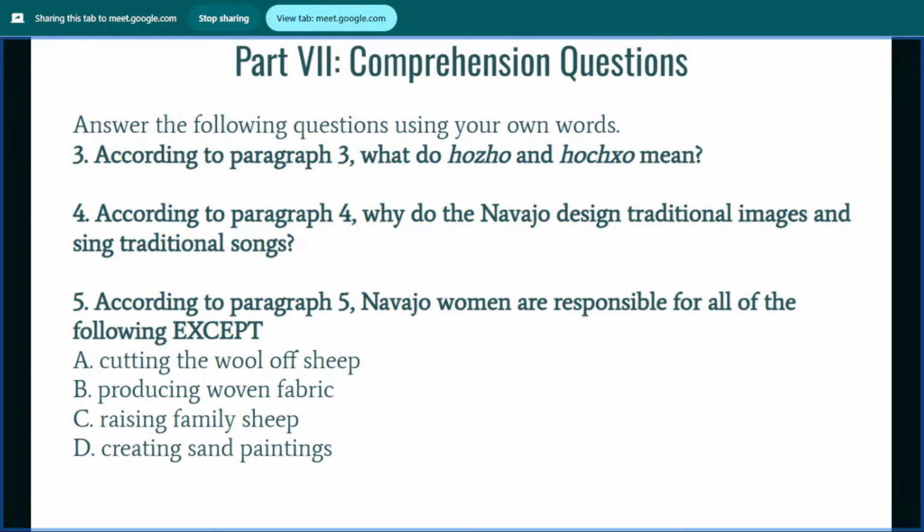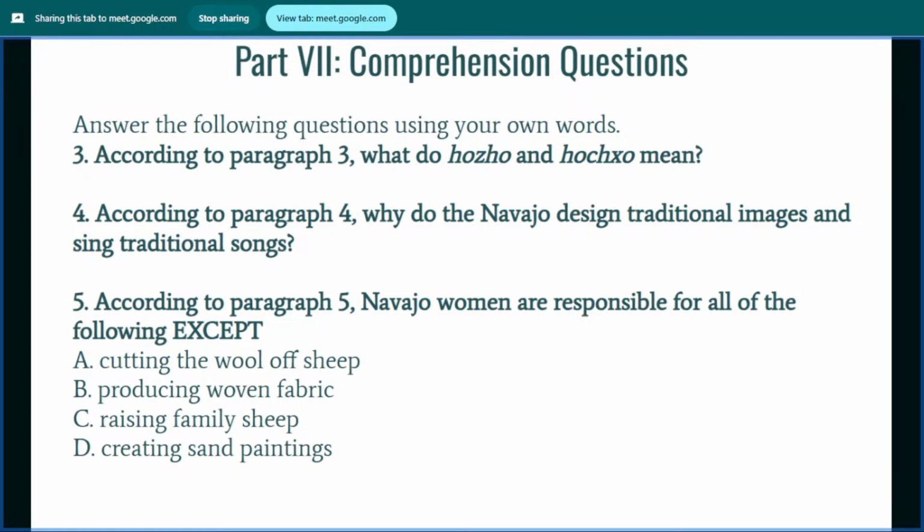Question number 4, Pranjali. The Navajo design traditional images and sing traditional songs to preserve their cultural heritage and bring the beauty of the past into the present. Very good. Yes.